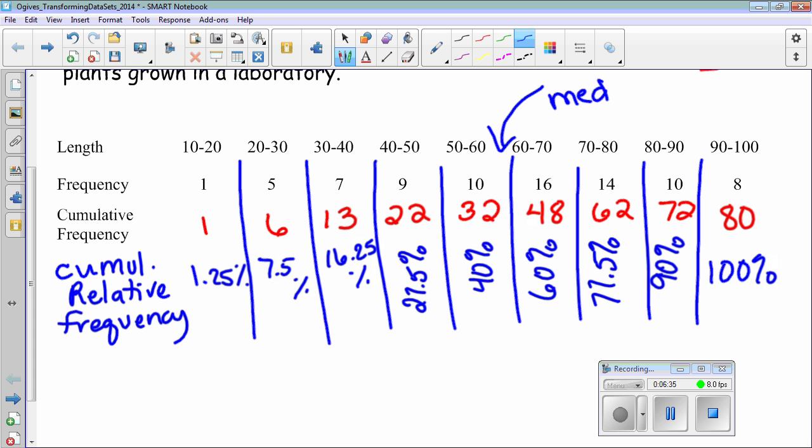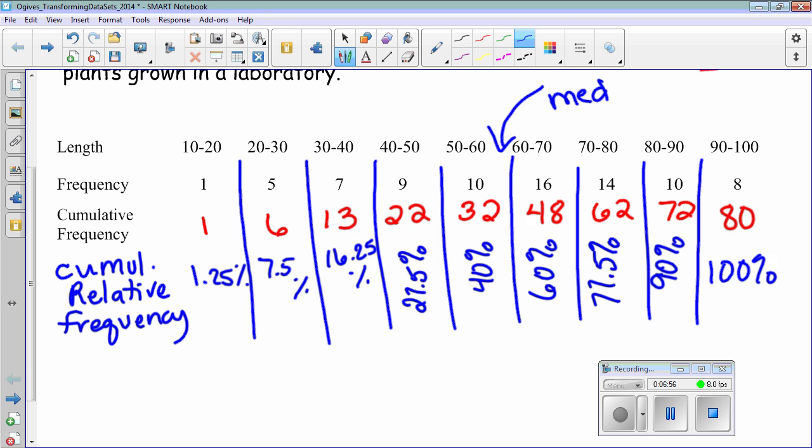I'll say the question again. What percent does quartile 1 associate with? 25%. What percent does quartile 3 associate with? 75%. Could you estimate maybe what the IQR is? Not necessarily from this, but from an ogive, yes.